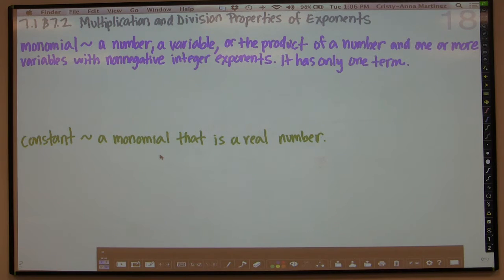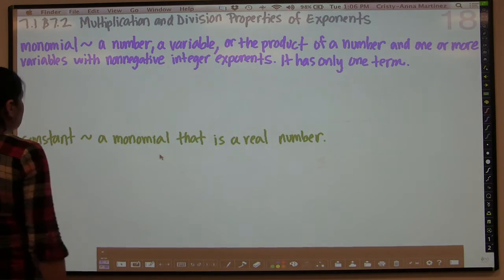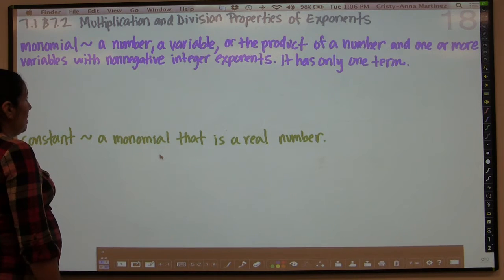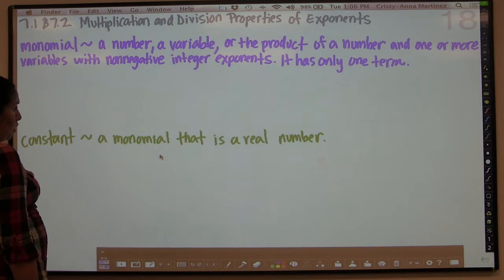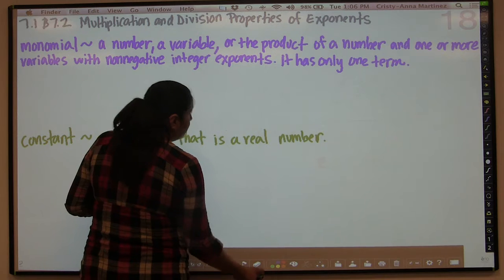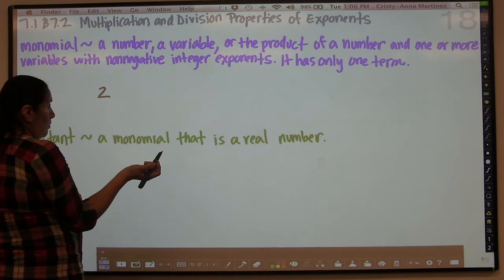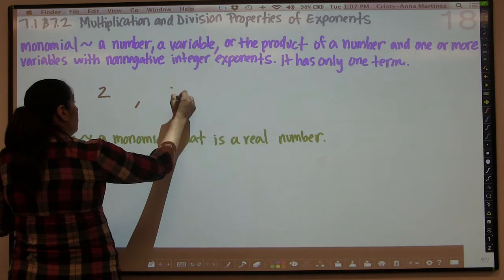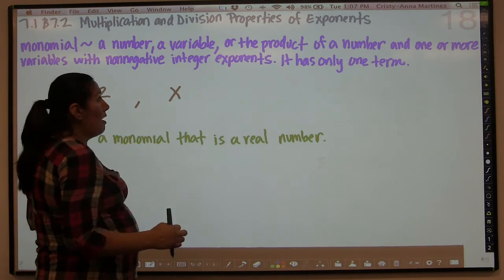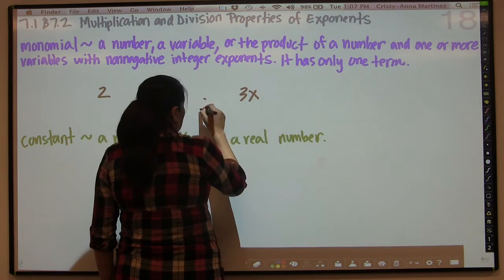And before we begin, we want to make sure that we have an understanding of what a monomial is. Mono meaning one. And so a monomial is defined as a number, a variable, or the product of a number and one or more variables with non-negative integer exponents. And it has only one term. So as an example, a monomial could be a number, so just the number 2 could be considered a monomial. It could be a variable, like the variable x, or it could be the product of a number and a variable, so something like 3x could be a monomial.